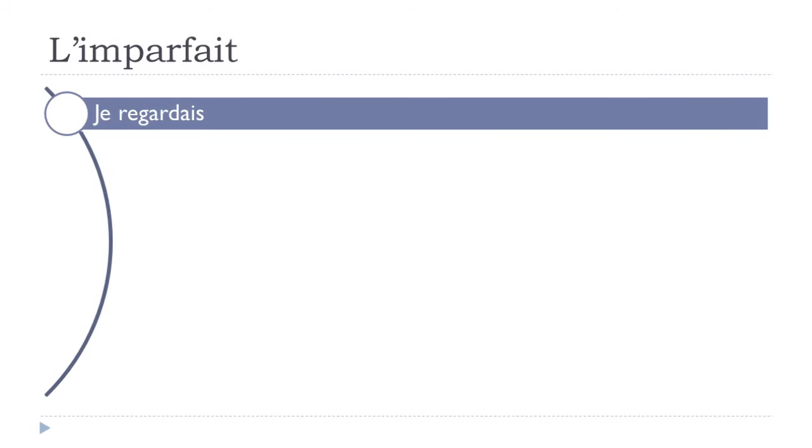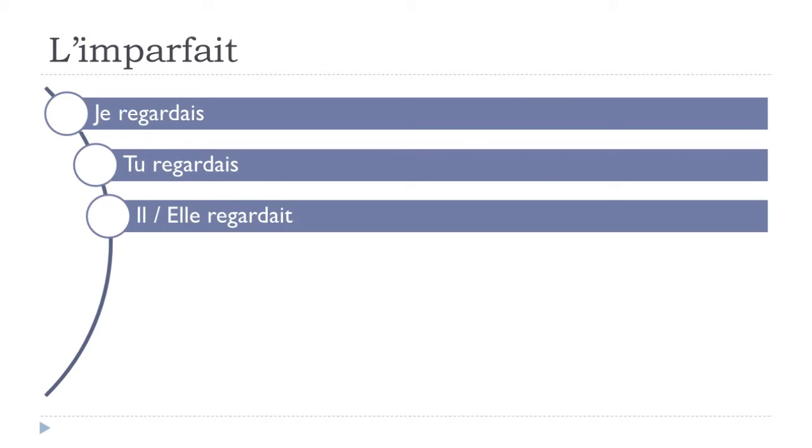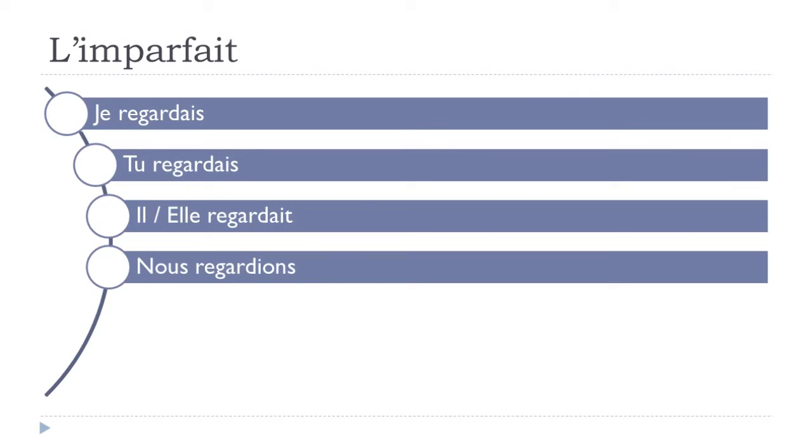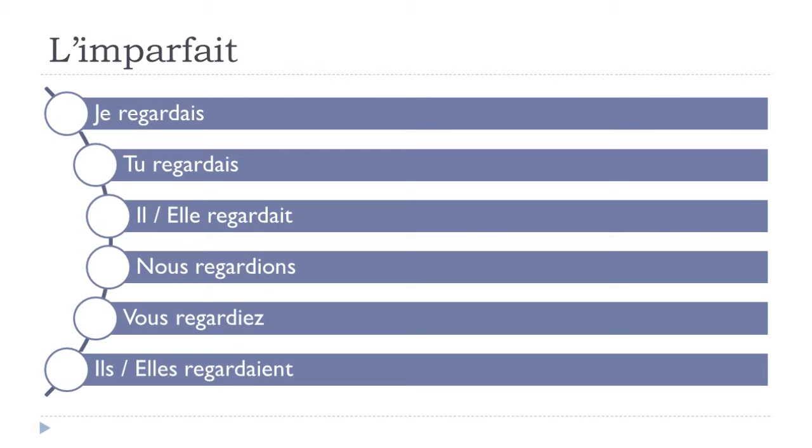Okay, so let's see how it goes for all the forms. So, je regardais, it's regarder, to watch. Tu regardais. Il regardait, elle regardait. Nous regardions, vous regardiez. Ils regardaient, elles regardaient. So remember, regardais, regardait, regardaient, all pronounced the same. And after that, you've got this ion, as I said, regardions, and then iez, regardiez.